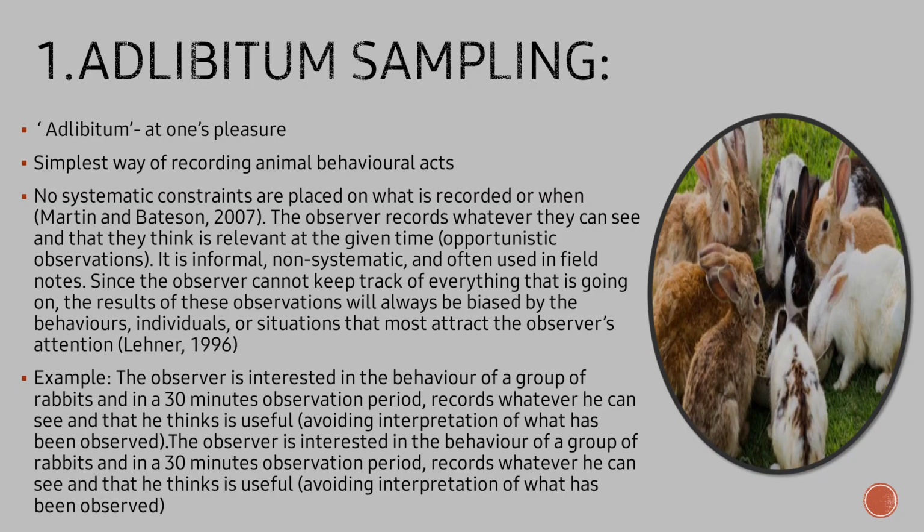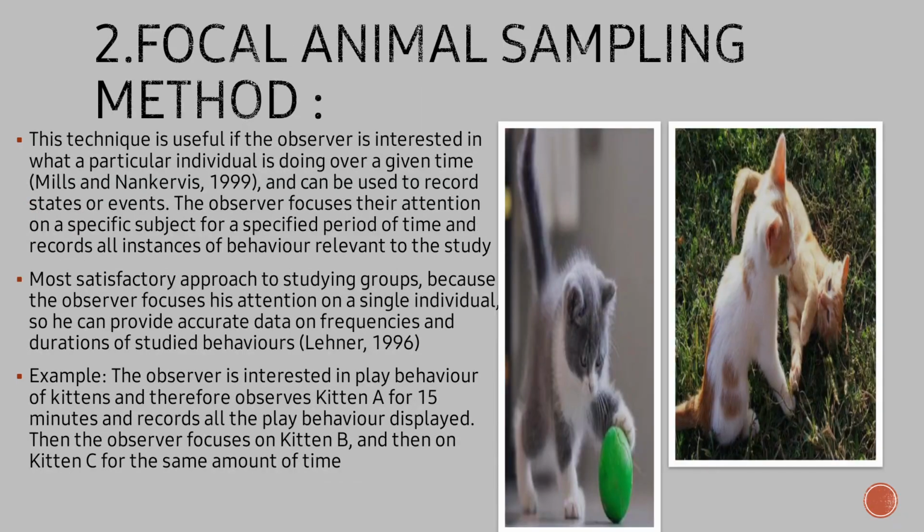Because of this, it is informal, non-systematic and often used in field notes. Since the observer cannot keep track of everything that is going on, the results of these observations will always be biased by the behaviors, individuals or situations that most attract the observer's attention. Next is focal animal sampling.